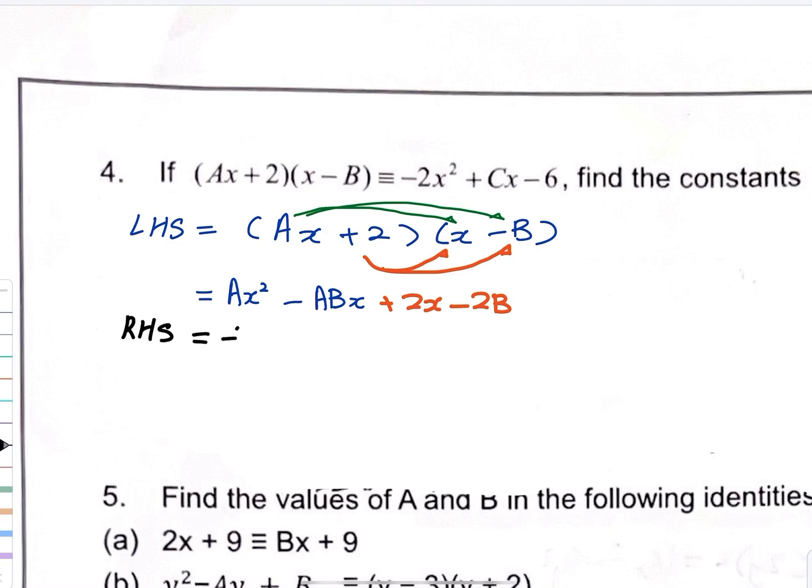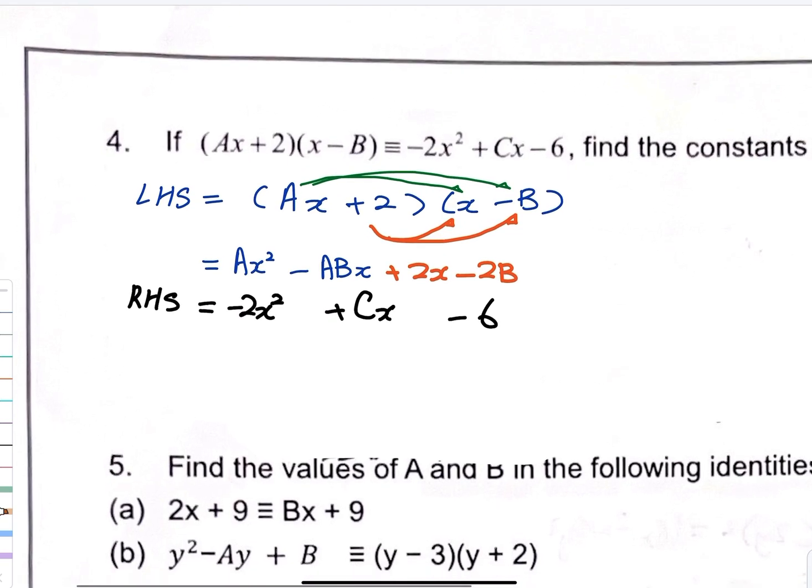You will have negative 2x squared plus cx and then minus 6. Now why am I writing like this? Because I wanted to put everything of the x squared in front, everything related to x in the middle, and then the constants. And now I can compare them easily. So everything that have x squared, they are together. So a will equals to negative 2.